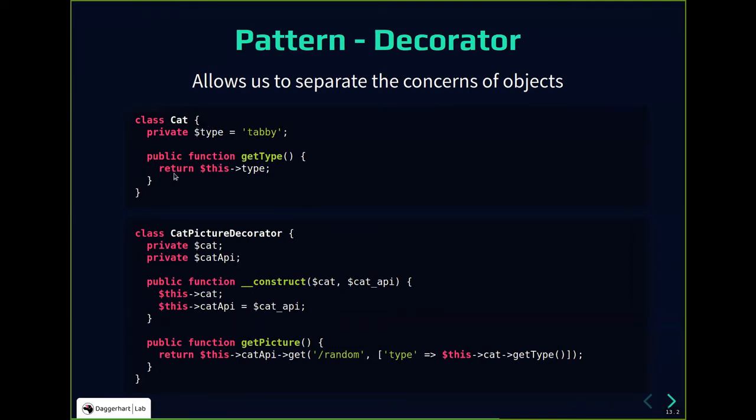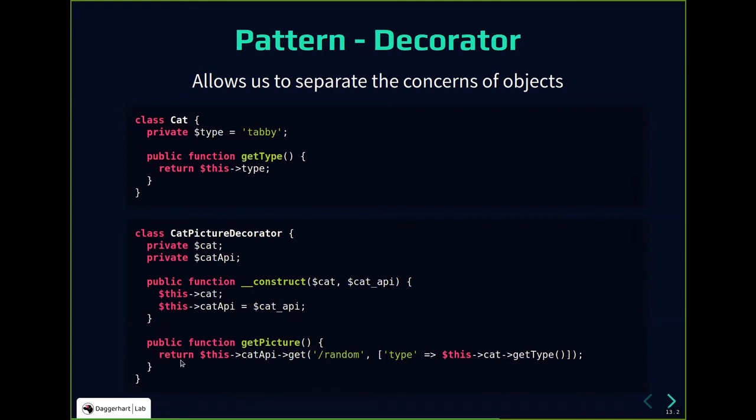But what we want to do is easily be able to get a picture of this type of cat from our cat API service. So we could do that by accessing the service and using that service to make API calls for every little cat. Or we can create a new class that is a cat picture decorator. We can decorate this cat with a new class whose job it is to access the cat API service for us for this given cat's type.